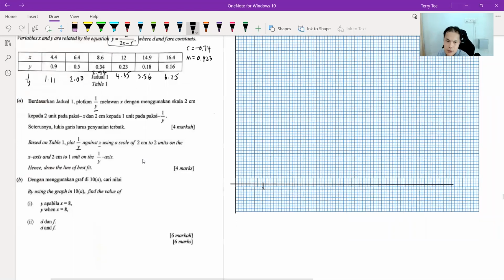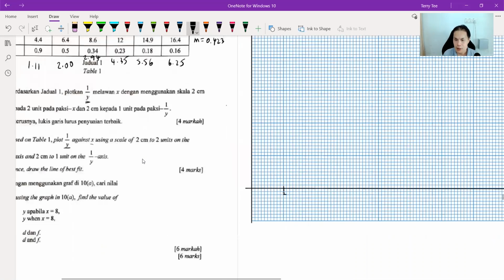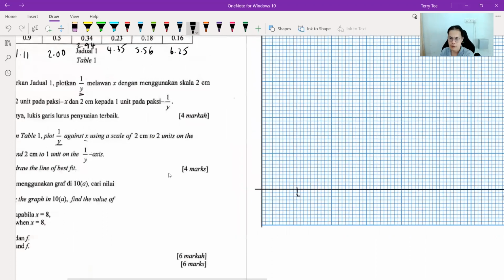Let me zoom in a bit, it's hard for me to see. Maybe I should put my glasses on, right? Yeah, a bit hard to see. So this one is 4. The line is not very obvious. Okay, this is 4, 6, 8.